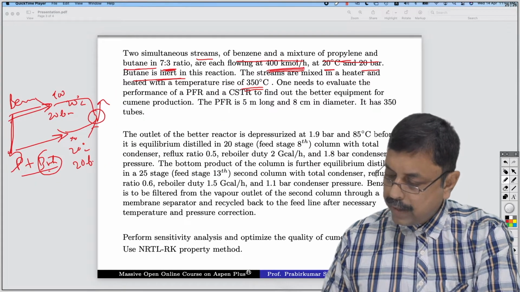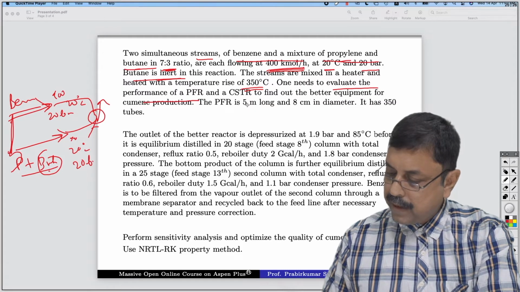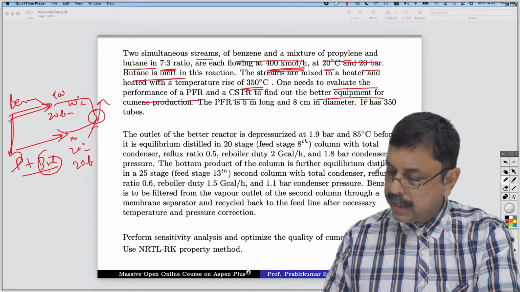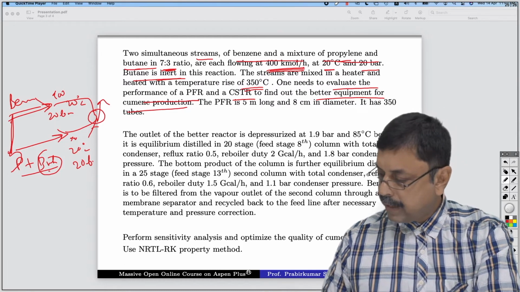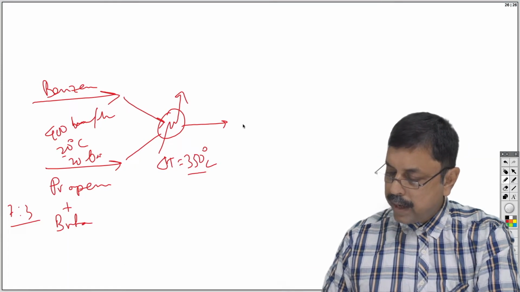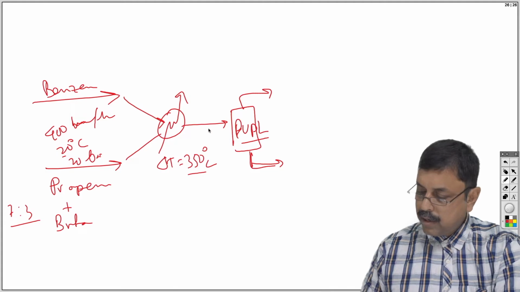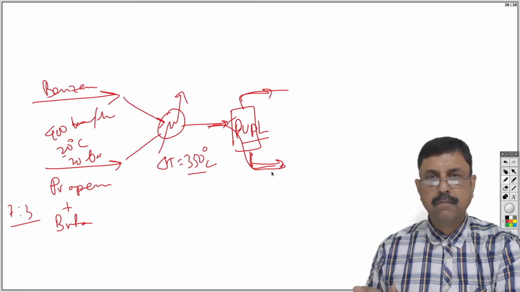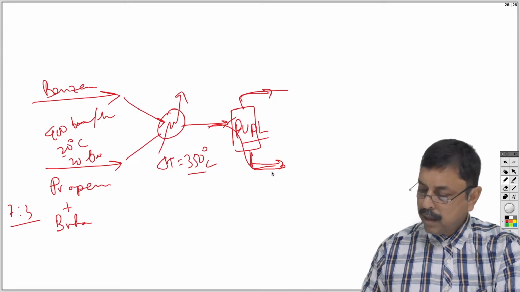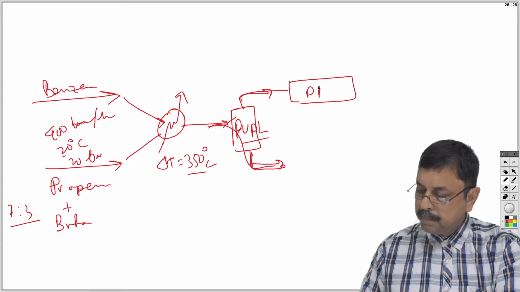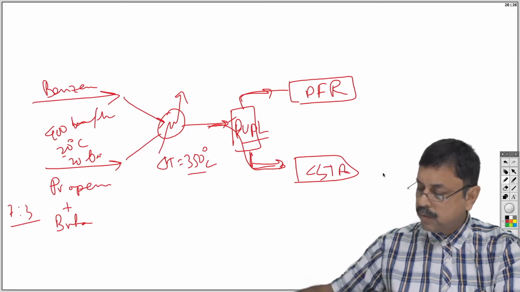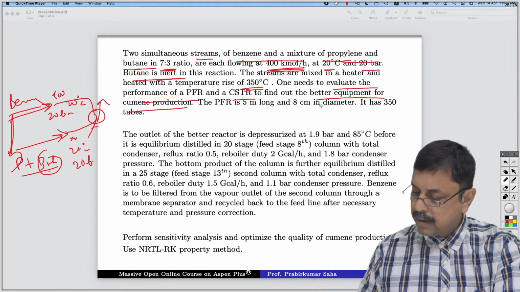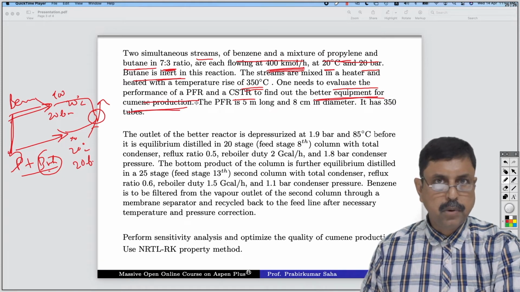Then one needs to evaluate the performance of PFR and CSTR to find out the better equipment for cumene production. So basically what we need to do, we need to employ a duplicator. Duplicator means it duplicates this stream and this stream as well, as if two same streams are going in different directions. Here we will put a PFR and here we will put a CSTR and do the simulation and check the better equipment for cumene production.